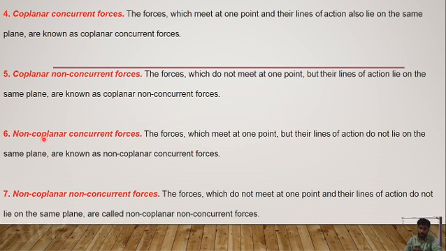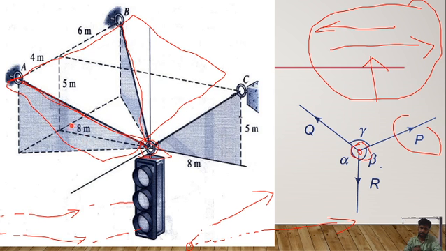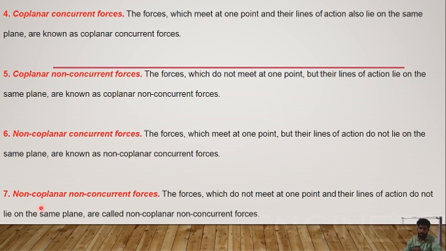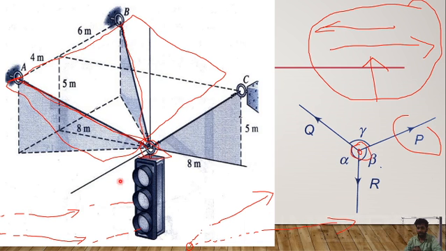Third one, non-coplanar concurrent force. Here is an example, this traffic light. All three forces cannot be accommodated in a single plane, so it is not coplanar, but they are concurrent. The fourth one, non-coplanar, non-concurrent. If the forces do not have a common point of intersection and are not in a single plane, we can call it a non-coplanar, non-concurrent force.